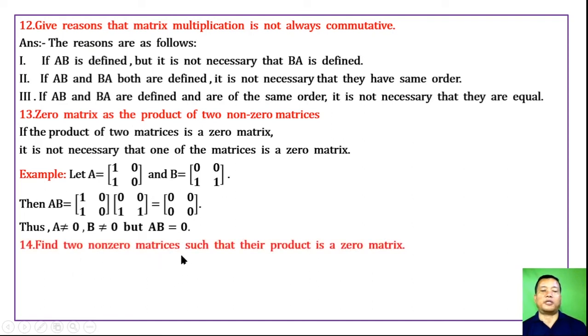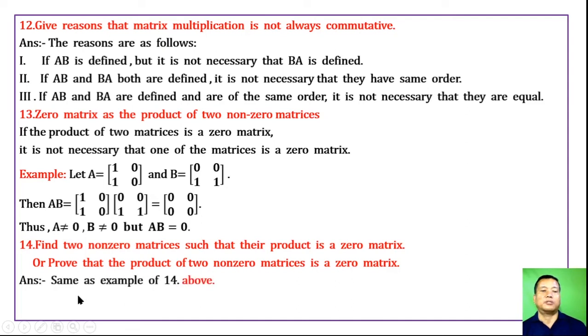Find two non-zero matrices such that their product is a zero matrix, or prove that the product of two non-zero matrices is a zero matrix. Same as example 14 above.